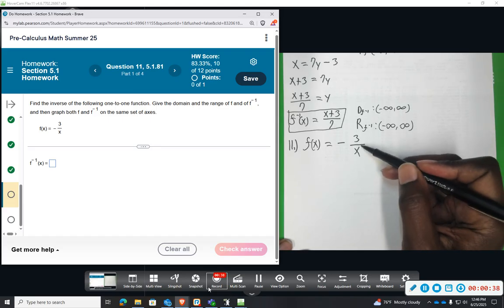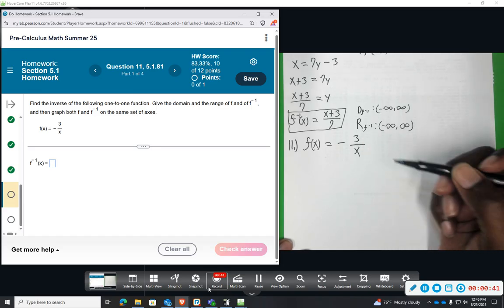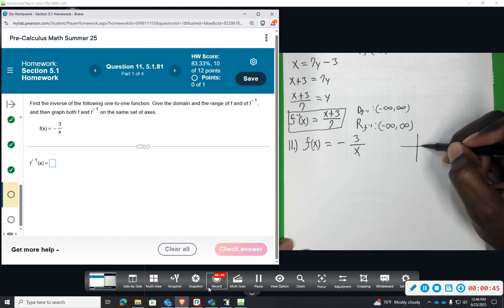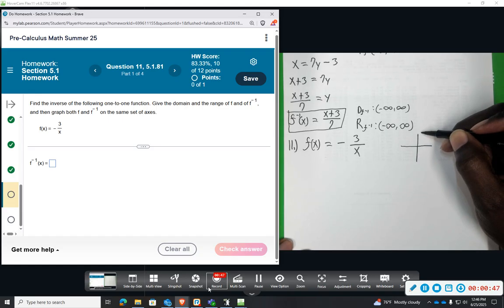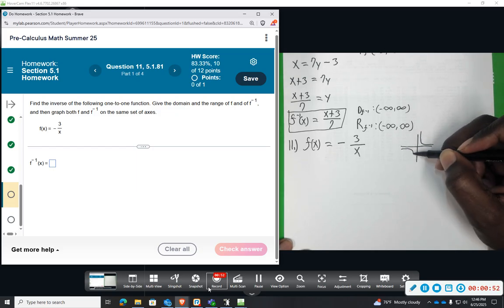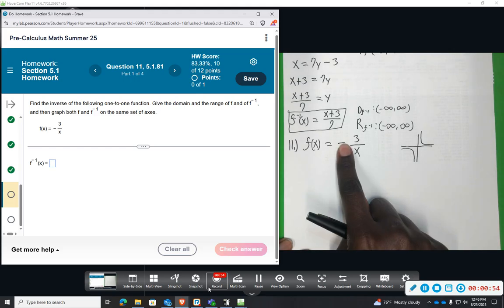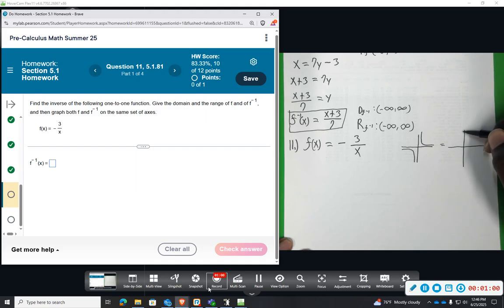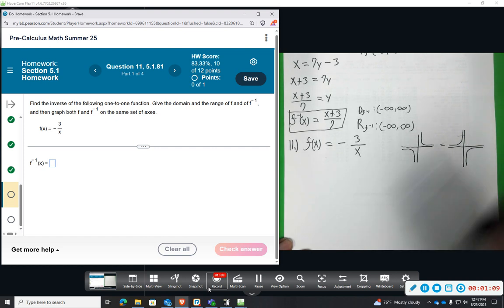So starting with this function, domain and range. So this graph, okay, a rational expression is usually in the first and third quadrants. Because of the negative, it's going to change orientation. So we're really looking at a graph that is in the second and fourth quadrant. It's going to just flip that. So again, horizontal line, it only crosses once, so it is one-to-one.